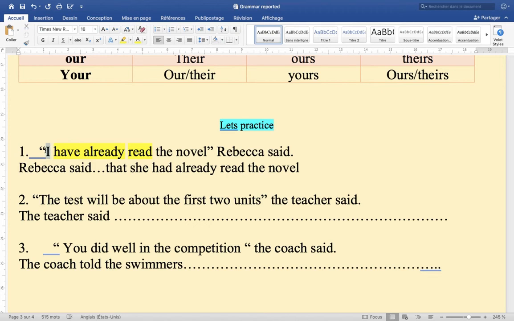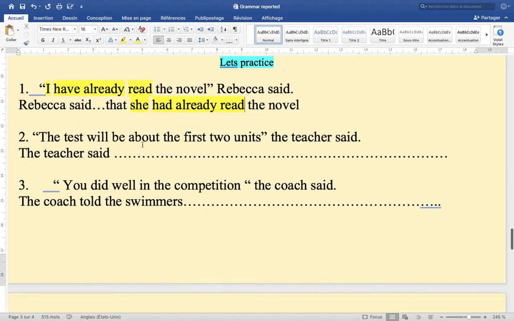We have I. We change it to she, because she is a female. We have I have already, and we put I had already. Why? Because this is present perfect and this is past perfect. We are going to turn it into past perfect.